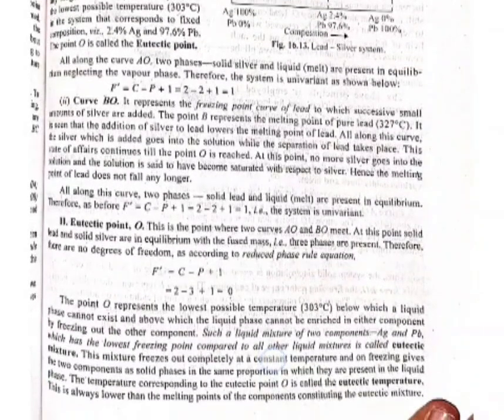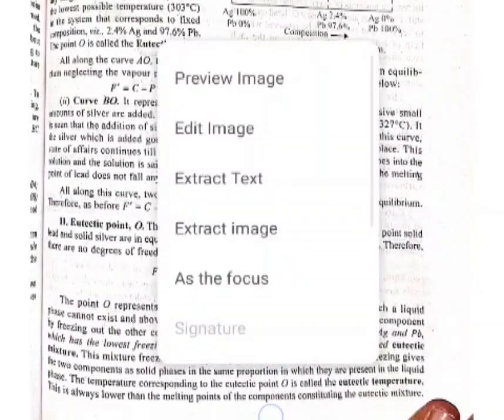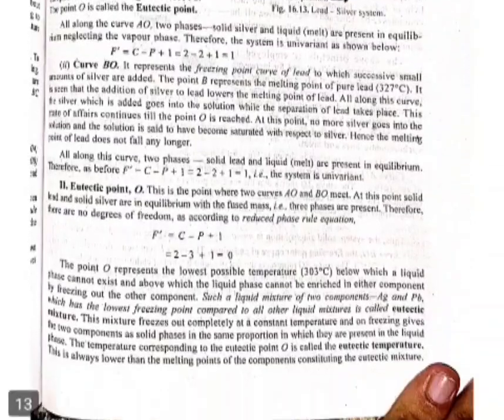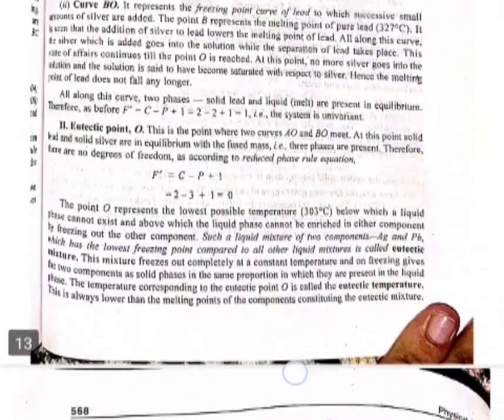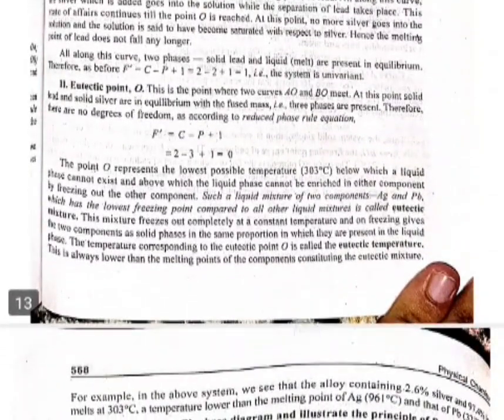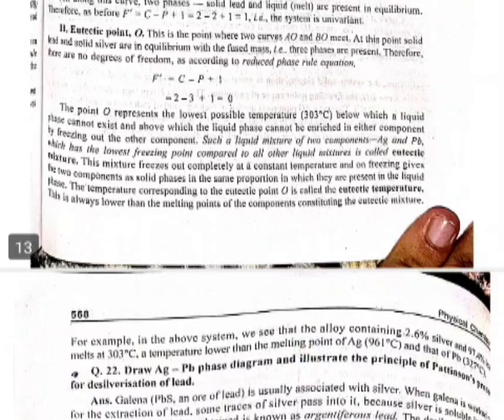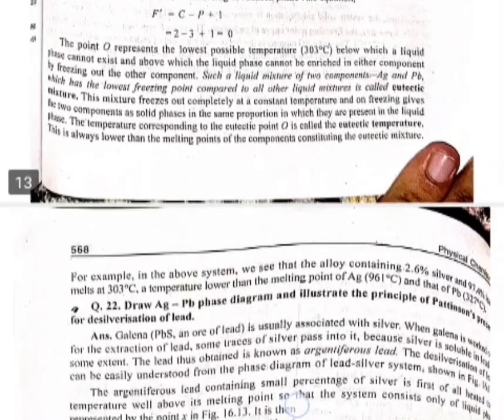Along the curve, the added lead goes into the solution and the separation of silver occurs until the point O is reached. At this point, no more lead goes into solution and the solution becomes saturated with respect to lead, and hence the melting point of silver does not fall any longer. Thus, the point O represents the lowest possible temperature, 300 degrees, in the system that corresponds to a fixed composition, 2.4% silver, 97.6% lead. The point O is called the eutectic point.